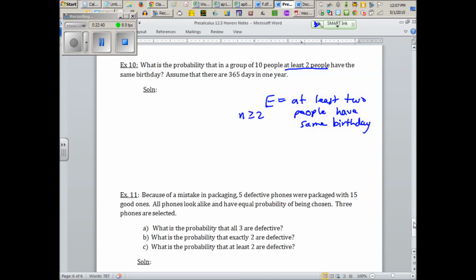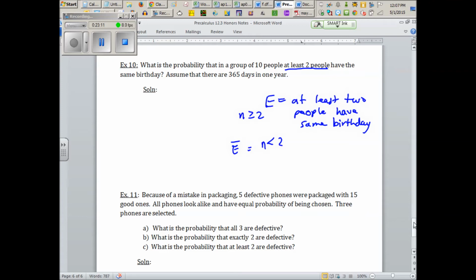N is greater than or equal to 2, right? At least 2. What's the exact opposite of that? What's the exact opposite of n is greater than or equal to 2? N is less than 2 is the complement. The exact opposite of n is greater than or equal to 2 is n is less than 2, technically. If I said I have $2 or more in my wallet, the exact opposite of that is I have less than $2 in my wallet.